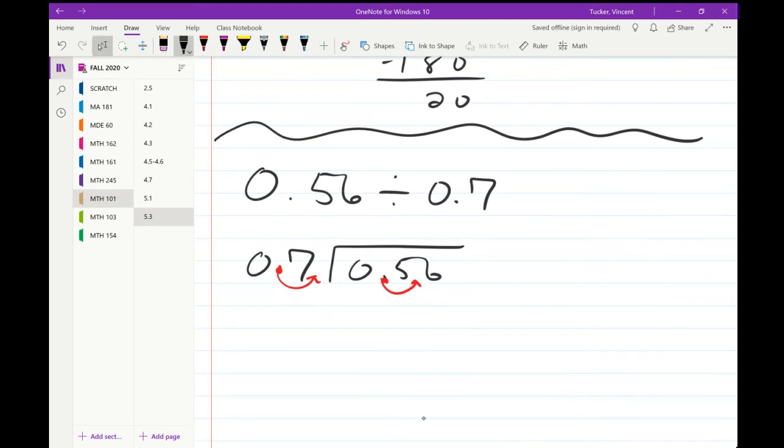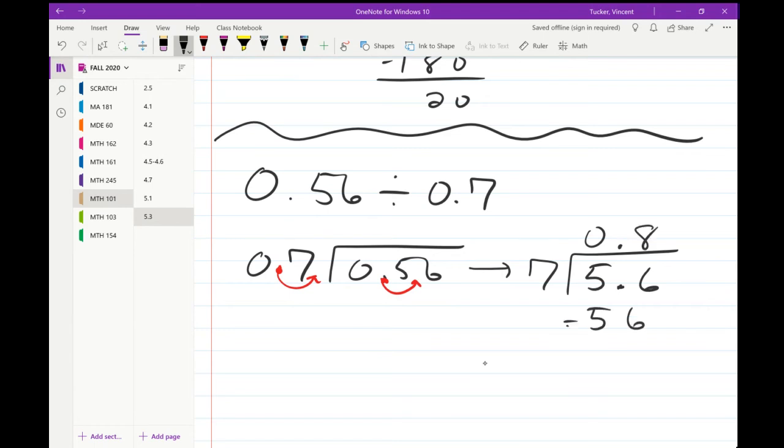So that means our new problem is 7 into 5.6. All right. So 7 doesn't go into 5, but 7 goes into 56 8 times. And that'll be an answer.